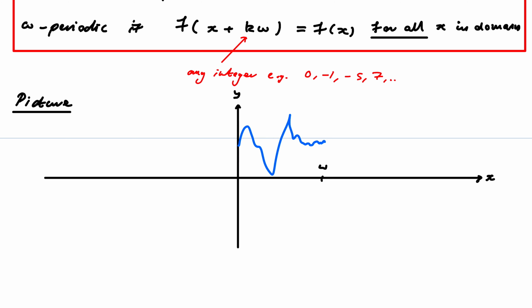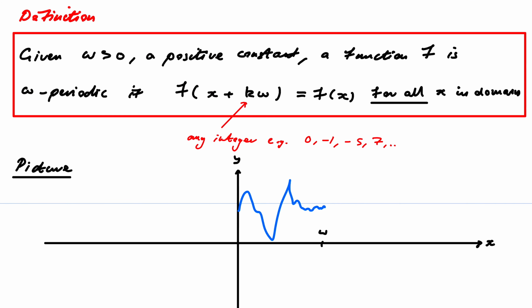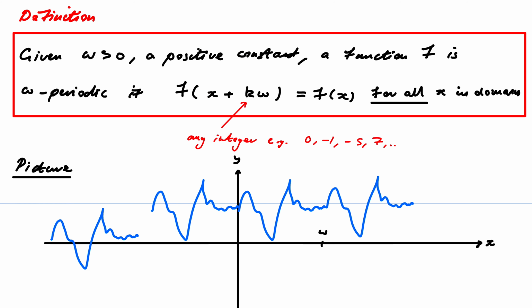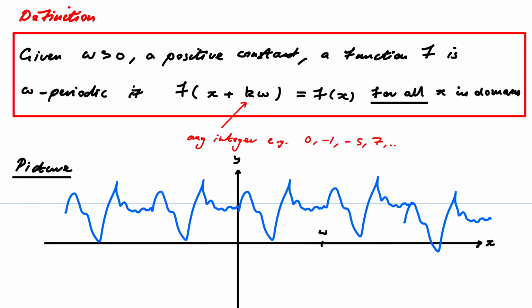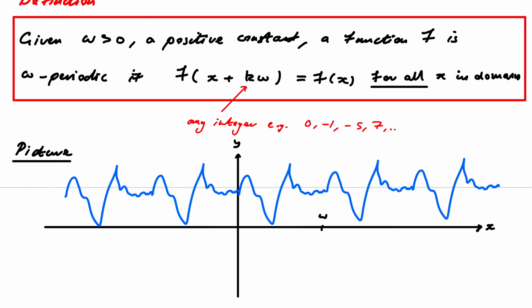This statement is a fancy way of saying it's got to repeat over and over again like that, like a heartbeat or something like this. So it has to look like this. It's got to be exactly the same over and over again. So this is what it means to be omega periodic. It means it's going to repeat in blocks of length omega.